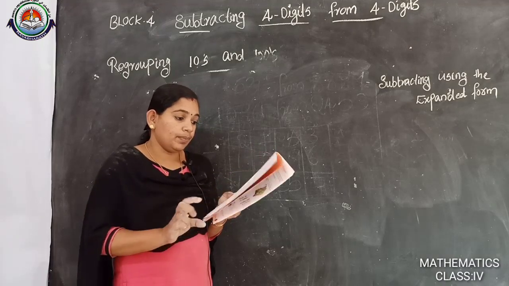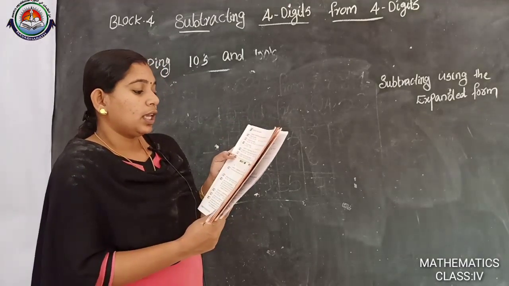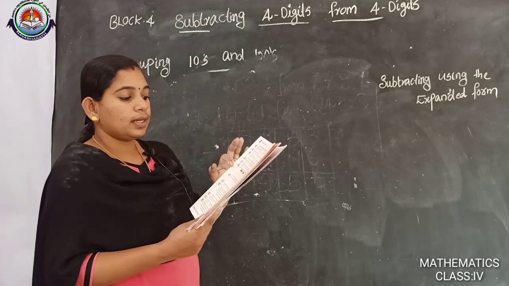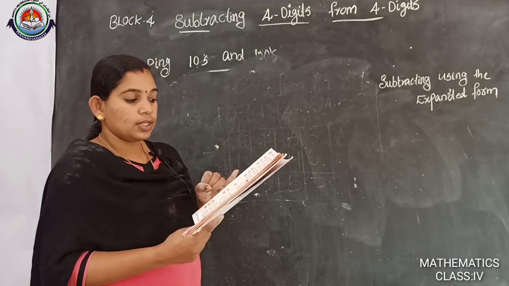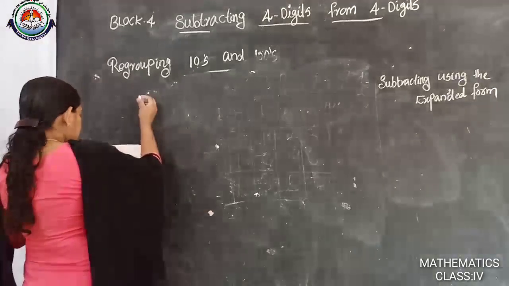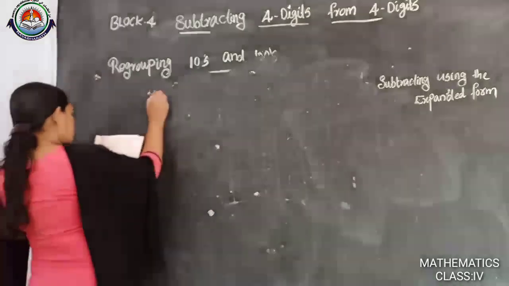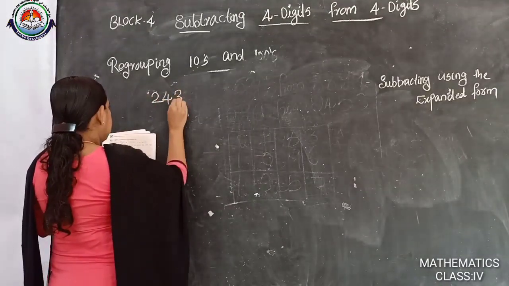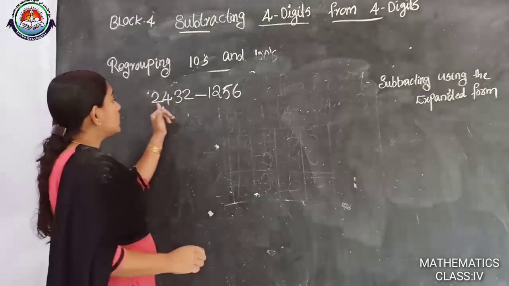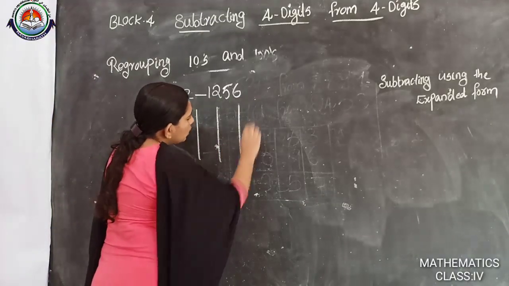In your textbook, some problems are there. Look here. We will do the second question, A, and the third question, also A. Subtract using the column method. Question number A: 2432 minus 1256. So we are drawing a column.